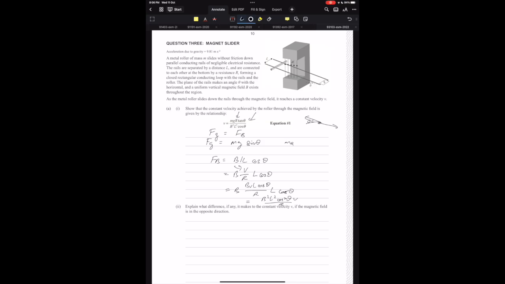Because it's traveling at constant velocity, mg sine theta equals B squared L squared cosine squared theta v, all divided by R. So then v equals mgR sine theta divided by B squared L squared cosine squared theta. I'm just rearranging the equation right now.